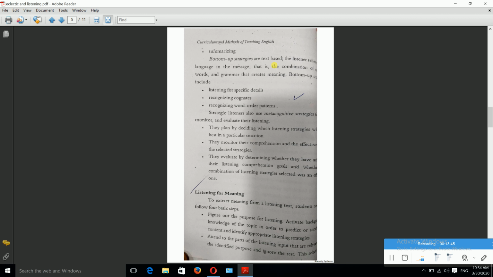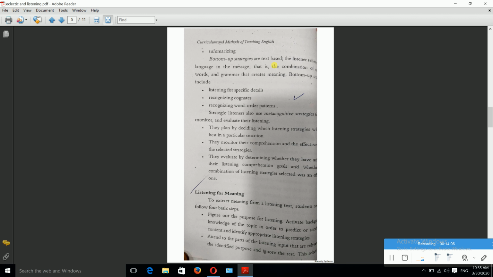Recognizing word order patterns, and strategic listeners also use metacognitive strategies. Dear students, the effective listener often uses metacognitive strategies to plan, monitor, and evaluate their listening.